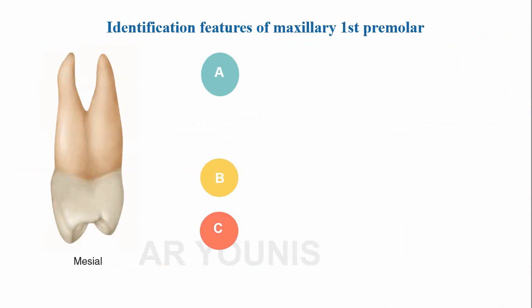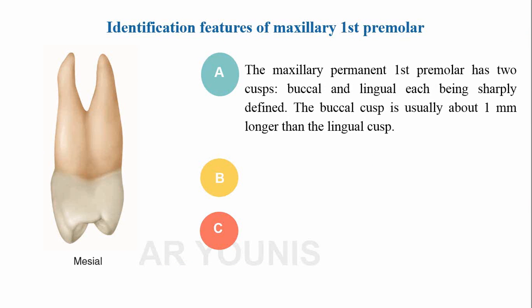The identification features for the maxillary first premolar. This tooth has some unique characteristics. First, the maxillary permanent first premolar has two cusps, buccal and lingual. Both cusps are sharp and well defined, but the buccal cusp is 1 millimeter longer than the lingual cusp. The difference is 1 millimeter.